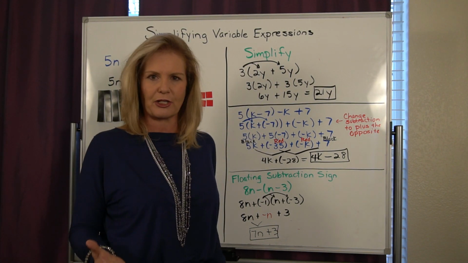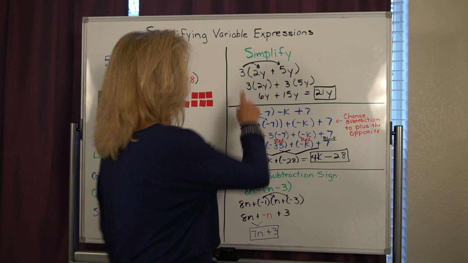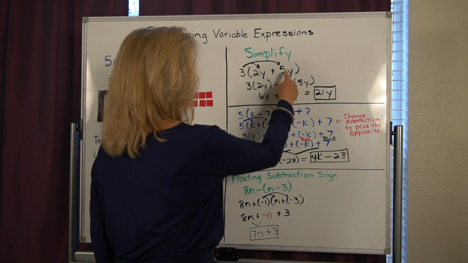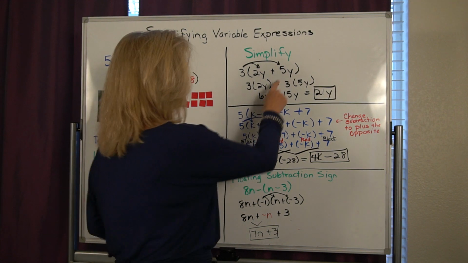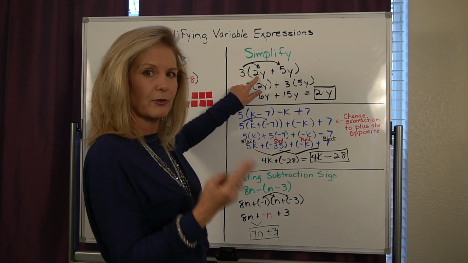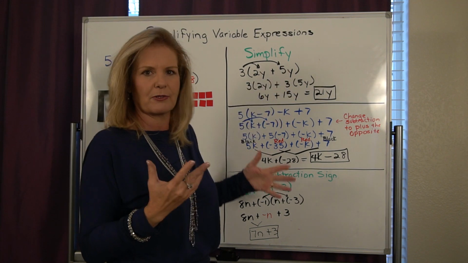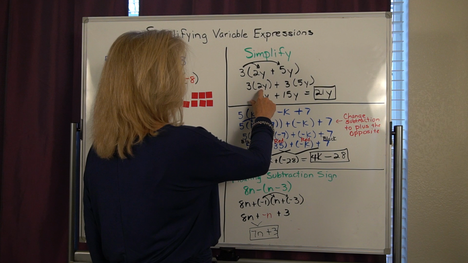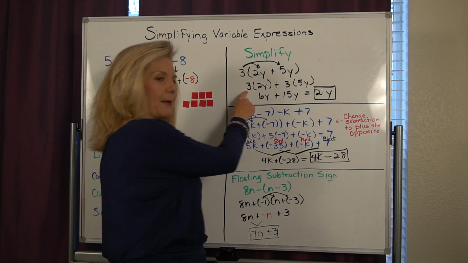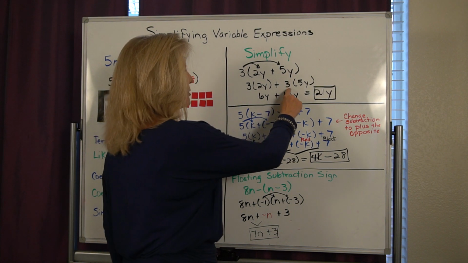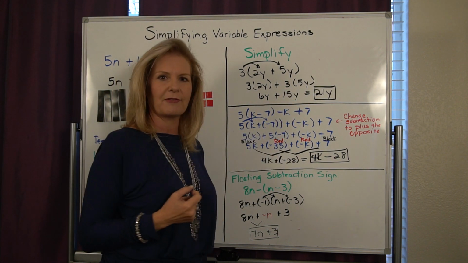So I have all addition here. I don't have to worry about changing minus to plus the opposite. So I have 3 groups of 2y plus 3 groups of 5y. Now remember, these are just telling me how many y's I have. I have 2 of those y's. I have 5 of those y's. Those are my coefficients. Well, when I do 3 groups of 2y, I just multiply my outside number times my 2 to get 6y. And I multiply 3 times 5 to get 15y.